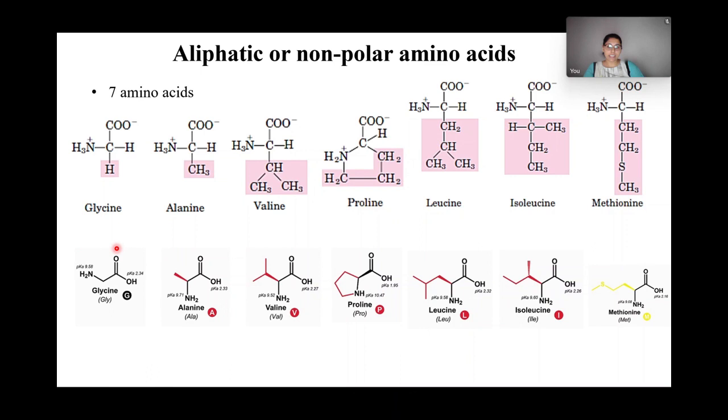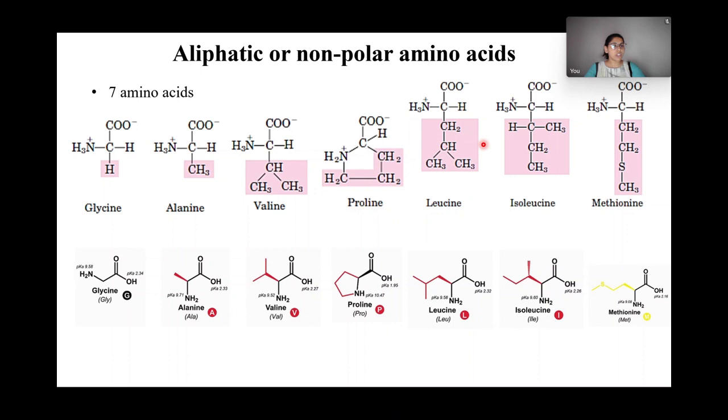The second is alanine. Here the H now becomes a methyl, CH3. You denote alanine by ALA and A. Then you have valine. Now on the CH3, two of the hydrogens are replaced by two methyls. So this becomes valine, represented by Val and V. I'll skip proline for a bit. The fifth one is leucine, which is again a modification of this side chain, and it is written by L and LEU. And isoleucine is an isomer of leucine, so there is just a rearrangement of the side chain.